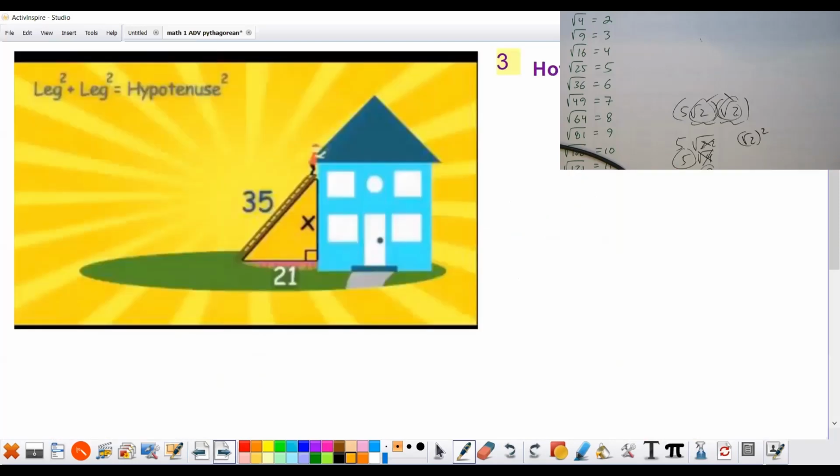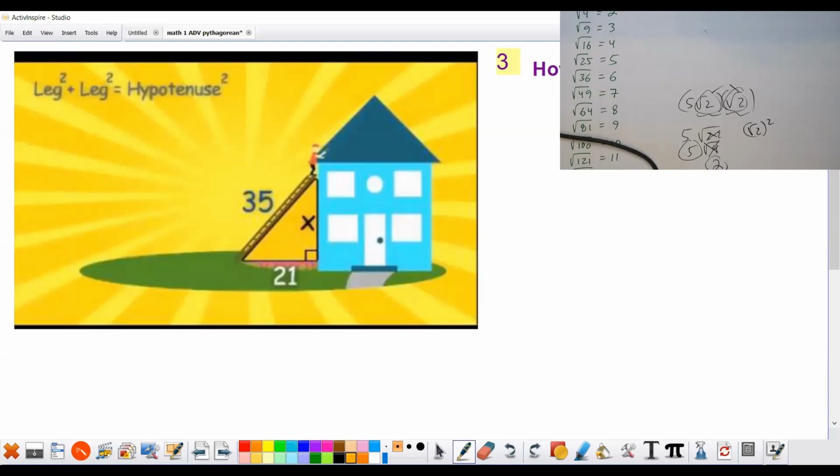The famous ladder problem. If you're going to do some college entrance test, the SAT, this is the question they love. They love ladders. Here's a ladder. It's scooted back from the house, not really realistic, 21 feet. The ladder's 35 feet long. Notice I have the hypotenuse. How high up could you go? How high up is the man standing?